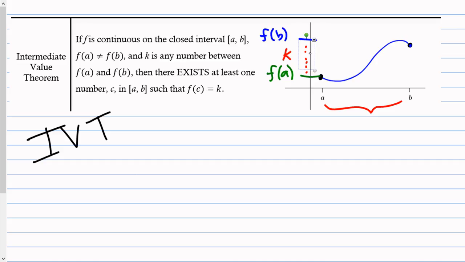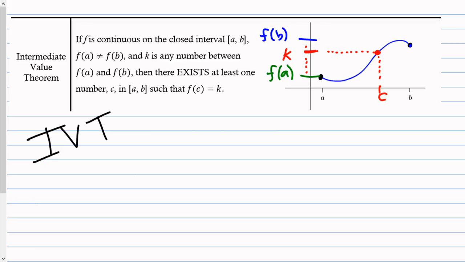So let's say k was right here. Let me get rid of that. Okay, so k is right there. So then here is where I would find my c. Let me make a prettier c than that. So there's c.